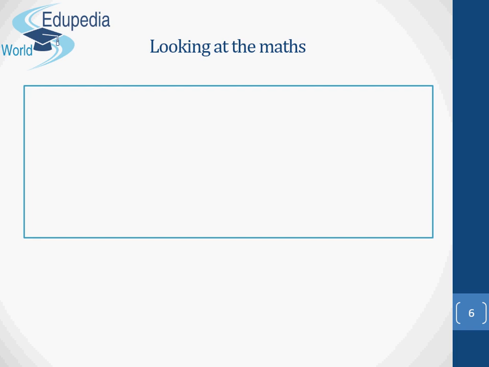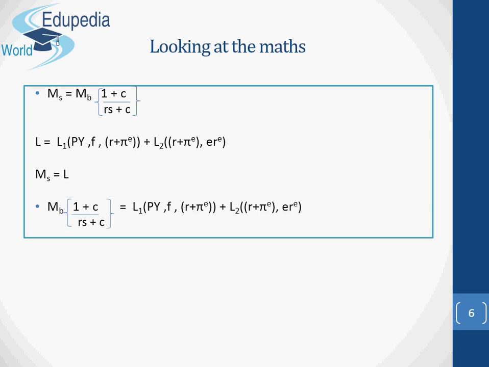Equilibrium in the money market is where demand and supply of money are equal. The money supply MS equals the monetary base MB multiplied by the money multiplier, as you can see. Note that this is the more complex version of the money multiplier that we examined, not the simple bank deposits multiplier developed in the previous video. Looking at the maths, the demand for money L is given by this equation. Thus, in equilibrium, MS equals L.